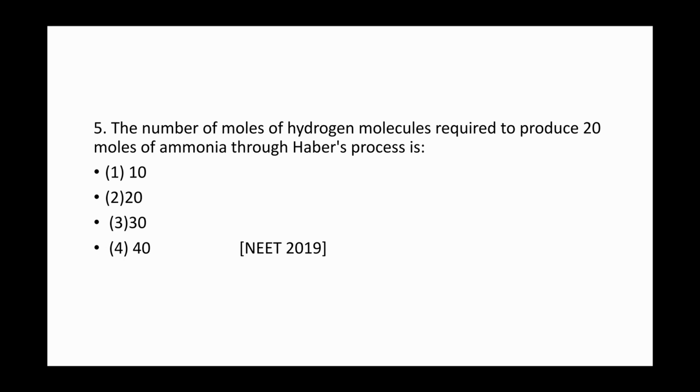Now I would like you to solve this question that was asked in NEET 2019. The number of moles of hydrogen molecules required to produce 20 moles of ammonia through Haber's process is: A 10, B 20, C 30 and D 40.